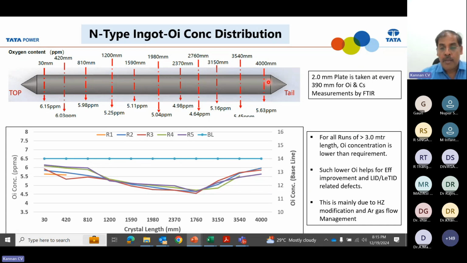Why? Because the amount of molten silicon available in the crucible is relatively less, whereas the amount of oxygen coming from the crucible wall is more, in a smaller amount of molten silicon. So the oxygen concentration in the molten silicon is high, so on the bottom side you have more oxygen, which is not required.